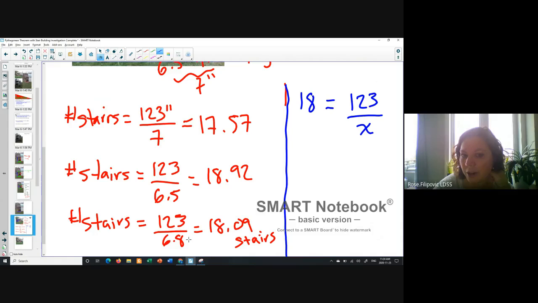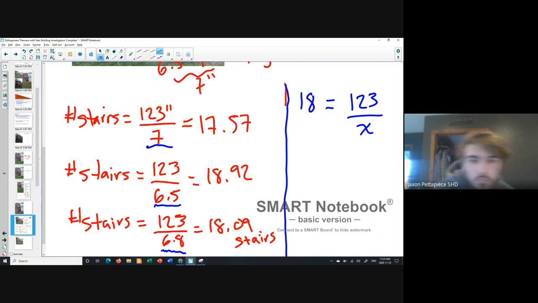right? I don't know exactly the height of the stair that I want. So I'm going to make that my variable and solve for it. So how do I do this when my variable is on the bottom? And that's one of the solving skills that we're working on. I'd say take the 123 and divide it by 18.